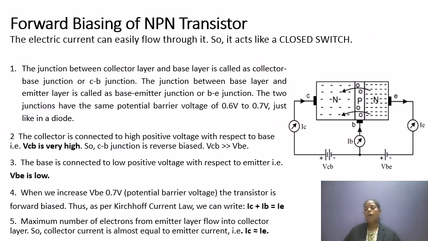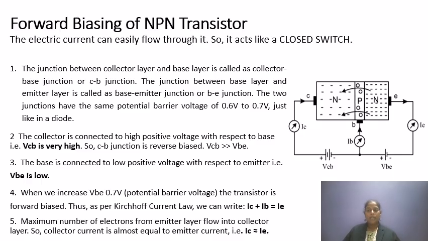Then, how does it work? What is the working mechanism of an NPN transistor in both forward bias and reverse bias? In the case of normal diodes, we all know that in forward bias the current will be more, but in reverse bias the current will be less, right? Similarly, how will the NPN transistor work in both forward bias and reverse bias?